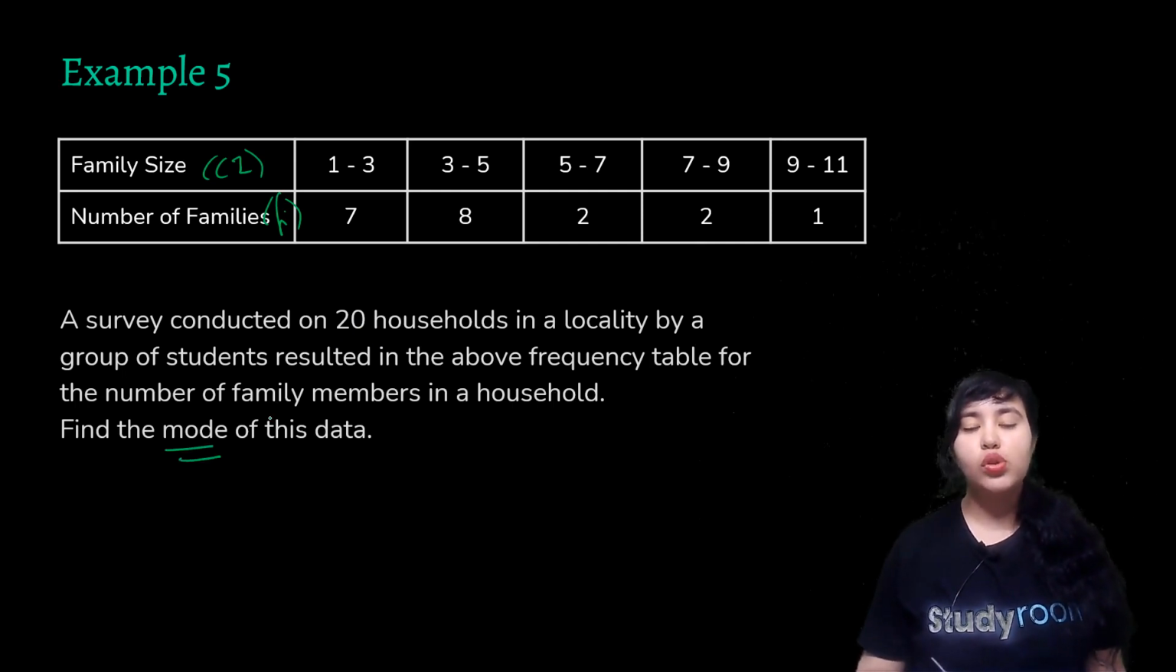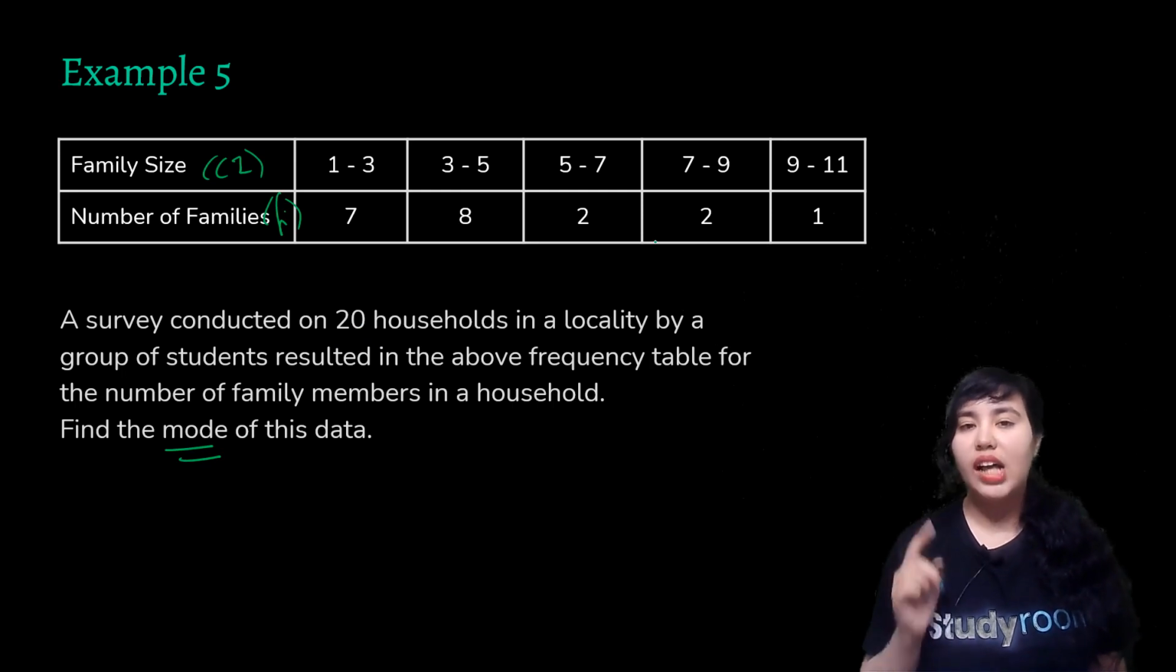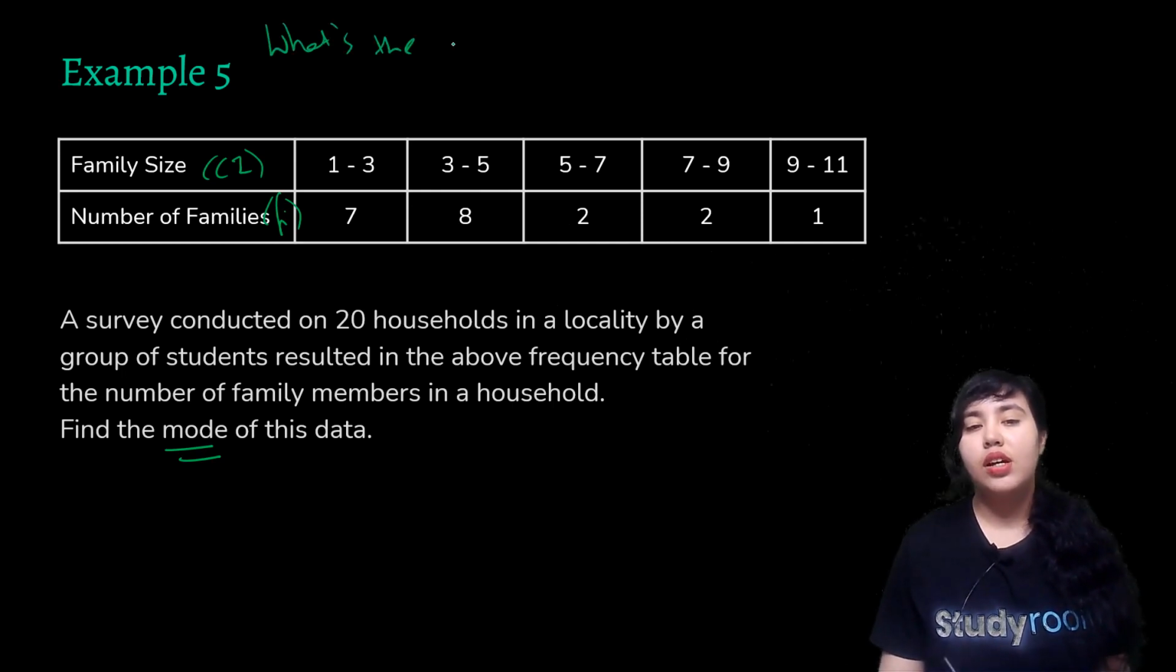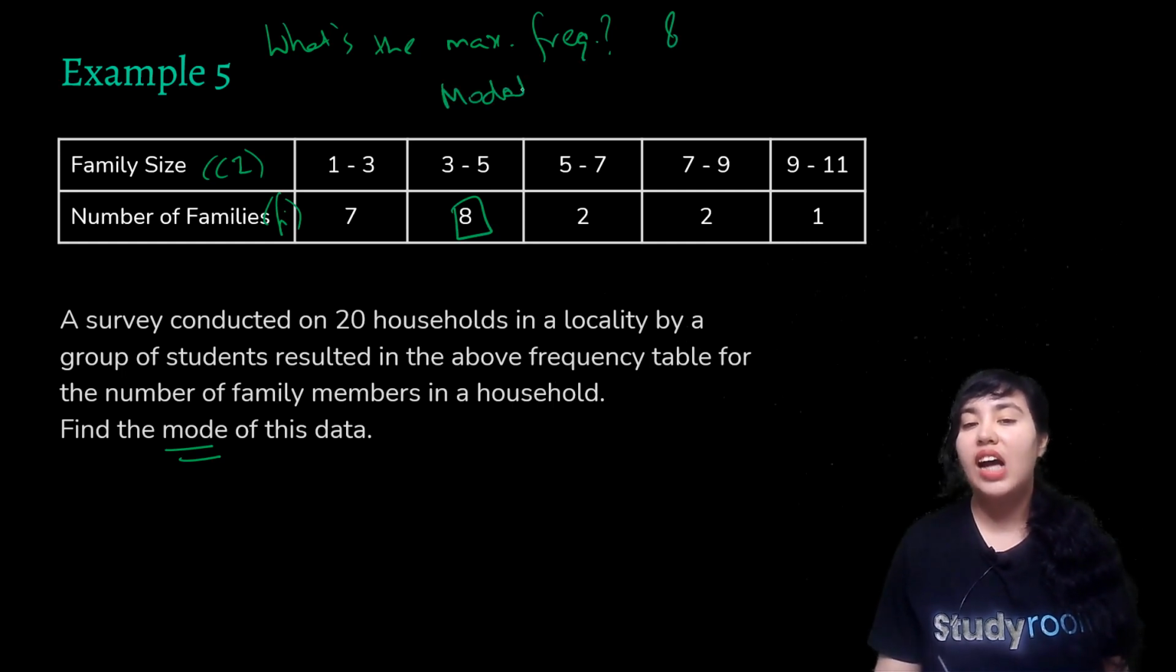To find out the mode, you need to identify the modal class first of all. So what is the maximum frequency in this case? Look at the Fi column and tell me what's the maximum frequency. Well, that is 8. So what will be the modal class? That is the class having this maximum frequency, that is this 3 to 5. This is the modal class.